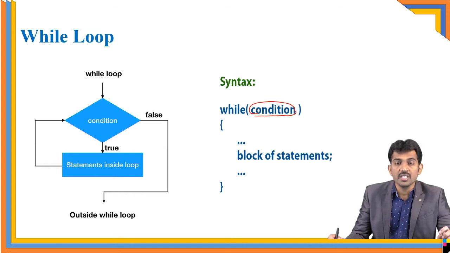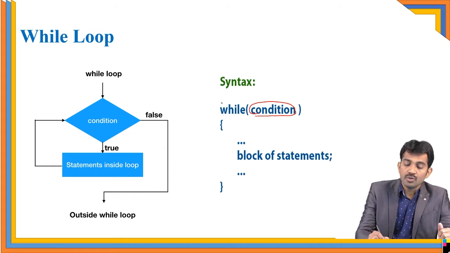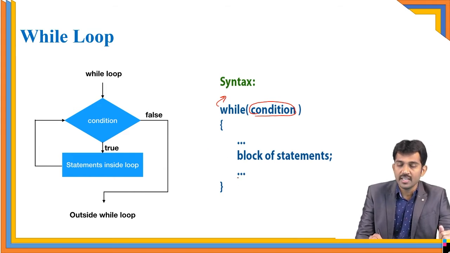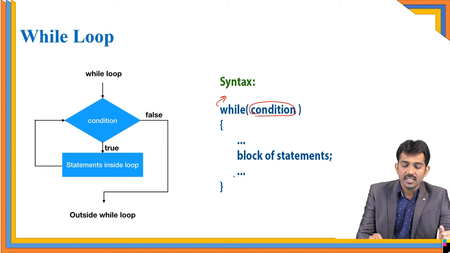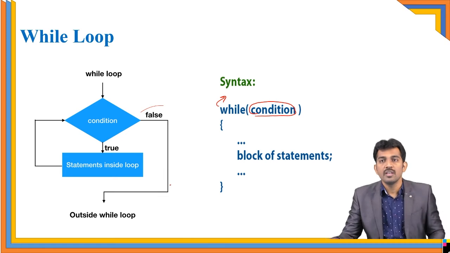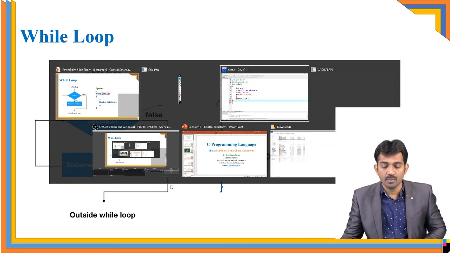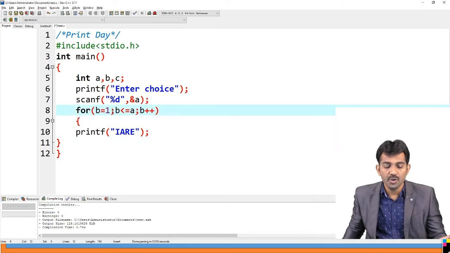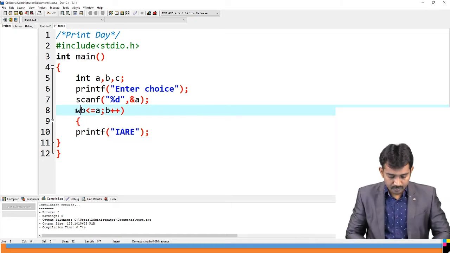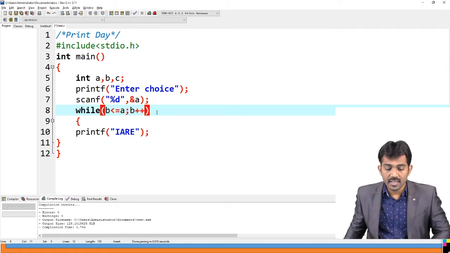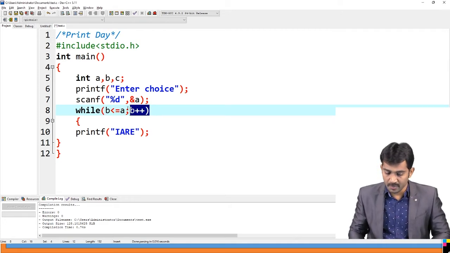So initialization you need to do before, right? Increment and decrement you should include inside only. This is the same procedure: until the condition is true, it is going to repeat. If the condition is false, you just get out of the loop. See how I am going to convert our previous program using a while loop. See, in the while loop you don't have initialization, right? You don't have increment, decrement.